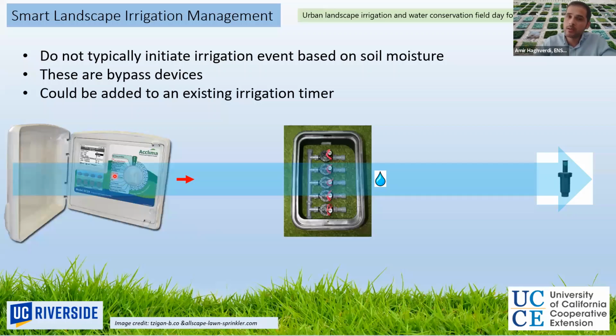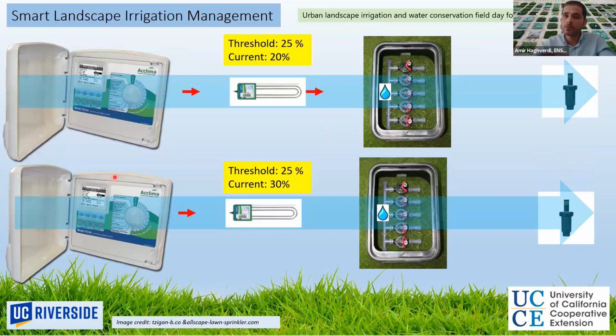This is an illustration of how they work, actually. The controller, as I mentioned earlier, sends an electric signal to the solenoid valves to open them. And then they are open, and then you see irrigation happening. With soil moisture sensors, usually when they are wired up to the controllers, they are in between. So this is an example.